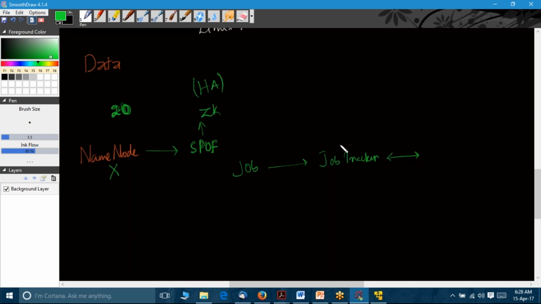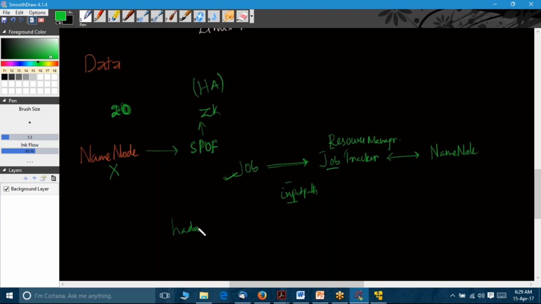In the place of this job tracker, we may come across something called resource manager. Let it be job tracker or resource manager, when you submit the job, it actually communicates with the name node internally. For what purpose? When we are submitting the job to the cluster, we are also going to specify what is the input path.